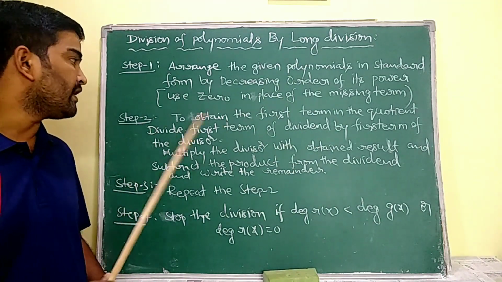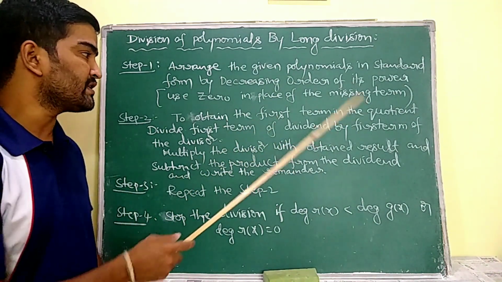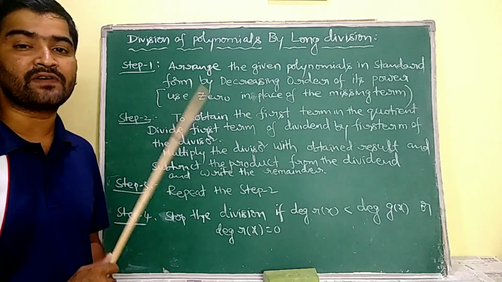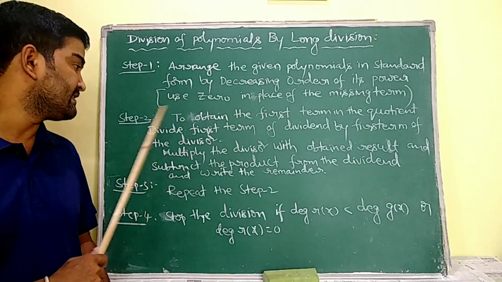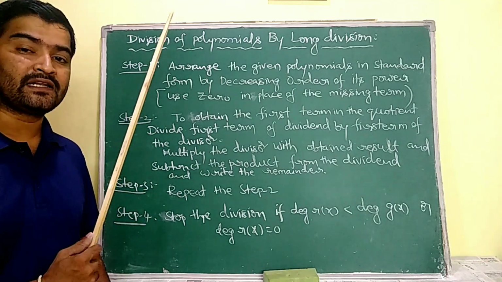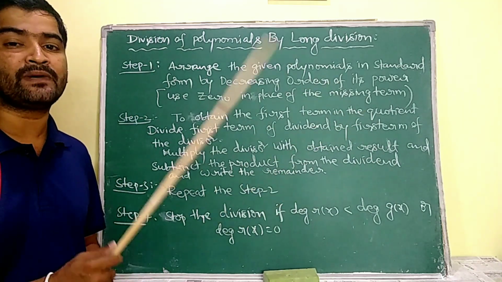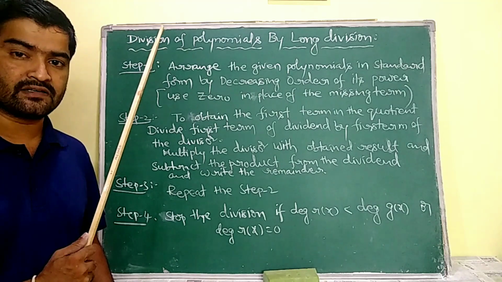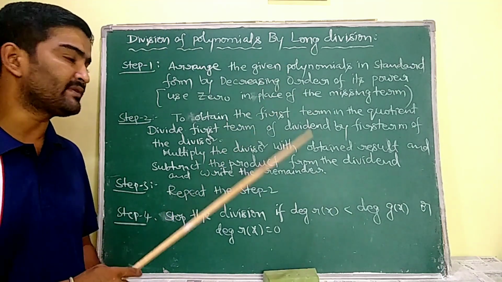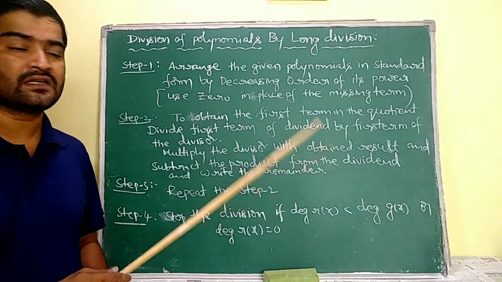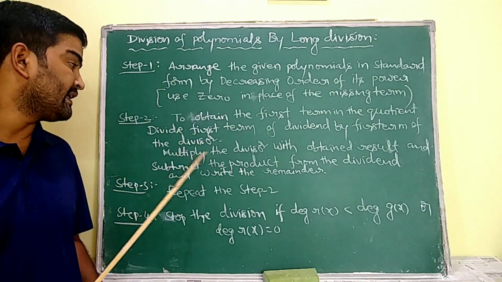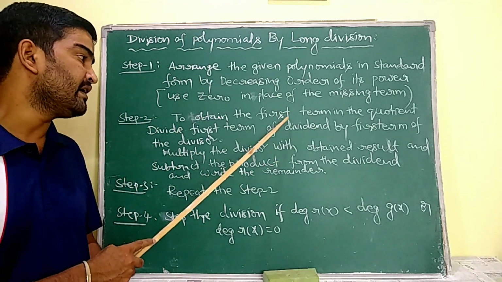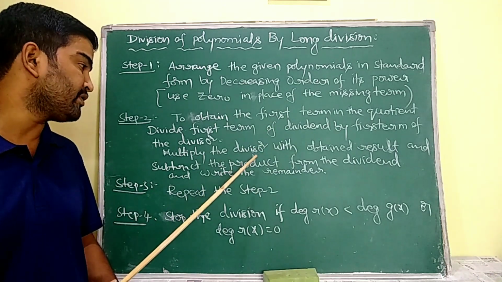Next, to obtain the first term in the quotient, we have to divide the first term in the dividend with the first term of the divisor. And that obtained result is going to be multiplied to the divisor. Then what we obtain is subtracted from the dividend. Multiply the divisor with the obtained result and subtract the product.